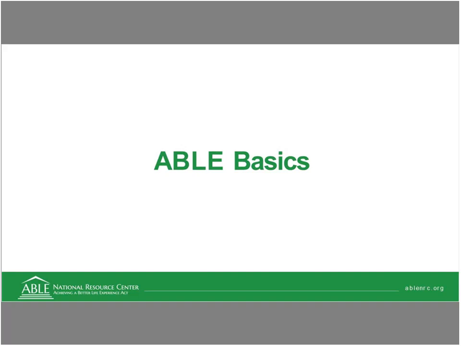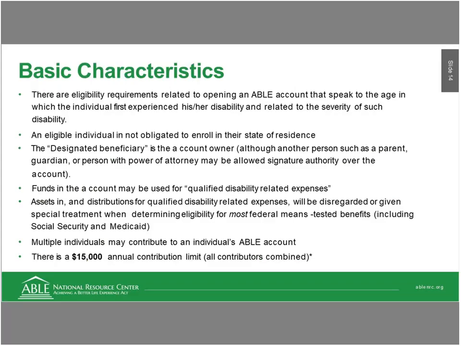Let's talk a little bit about the ABLE basics. So these are going to be characteristics that by and large are going to be consistent across all programs, no matter if you're in the Ohio program or the Florida program or the Virginia program or the Oregon program. These are things that are based in federal law that should be consistent across every single program. So, some of the basic characteristics.